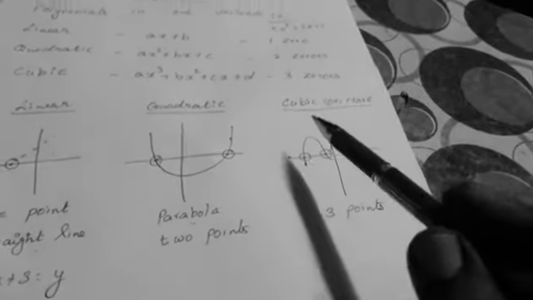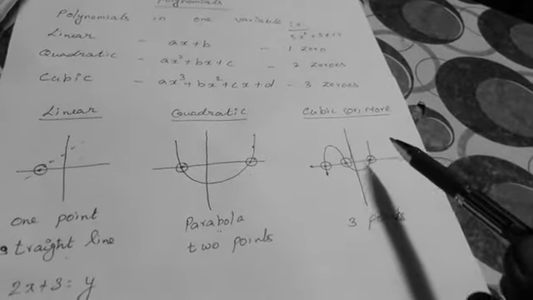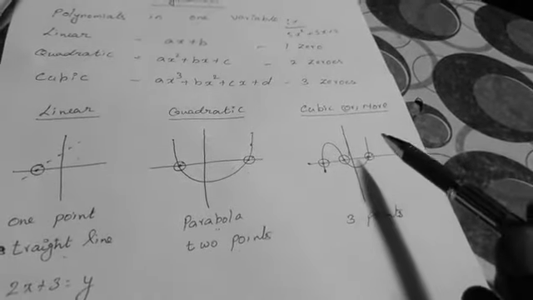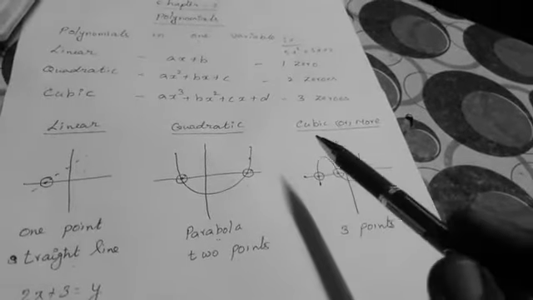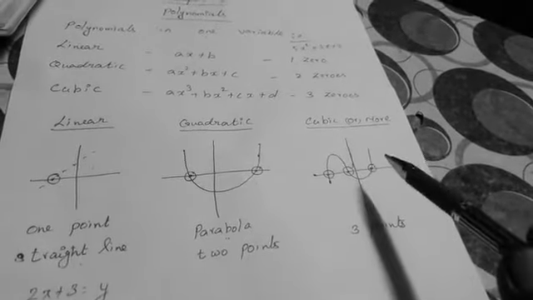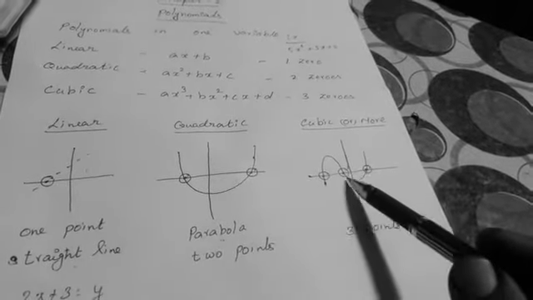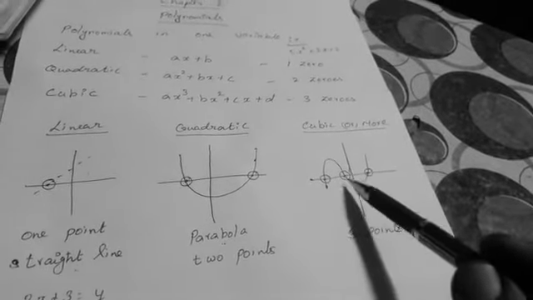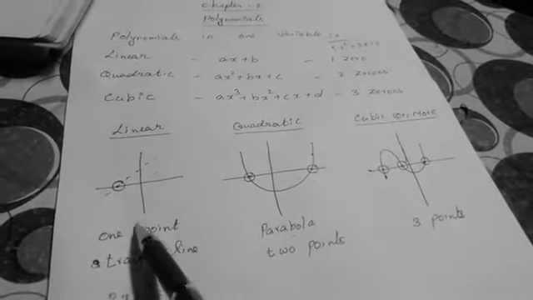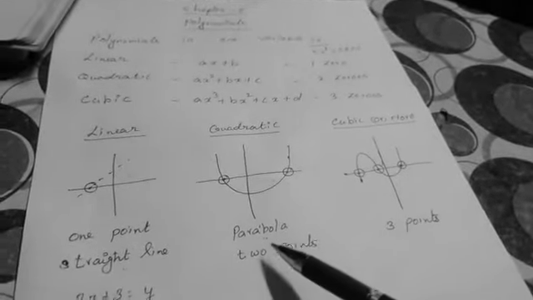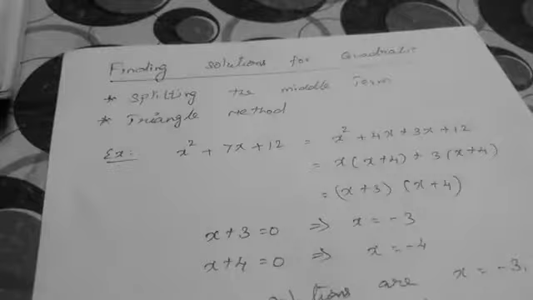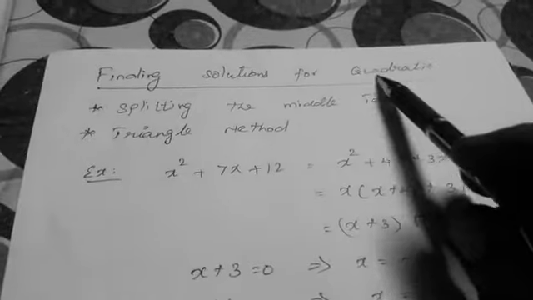And next, if we take a cubic or some more powers polynomial, the graph will come like this, some curve, and mostly for a cubic, the curve will intersect the x-axis at three distinct points. So we can say that there are three solutions for a cubic polynomial. So linear has only one solution, a quadratic has two solutions, and a cubic has three solutions. Now let us see how we are going to find solutions for a quadratic. Now in this chapter, mostly we are going to concentrate only on quadratic polynomials.